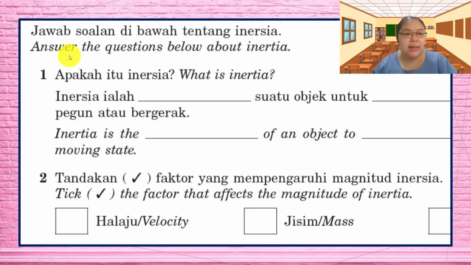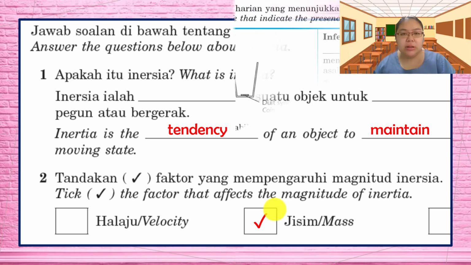Okay, this question asks about inertia. What does inertia mean? Inertia, the keyword is a tendency. That means an object wants to maintain its original state, instead of changing to another position. So this one we call inertia. Okay, number 2, we need to tick which one is a factor that will affect the inertia magnitude. So there's mass. Mass is related with the inertia.